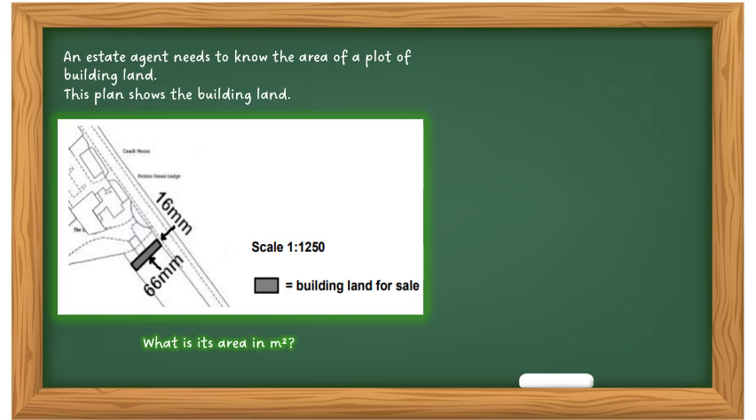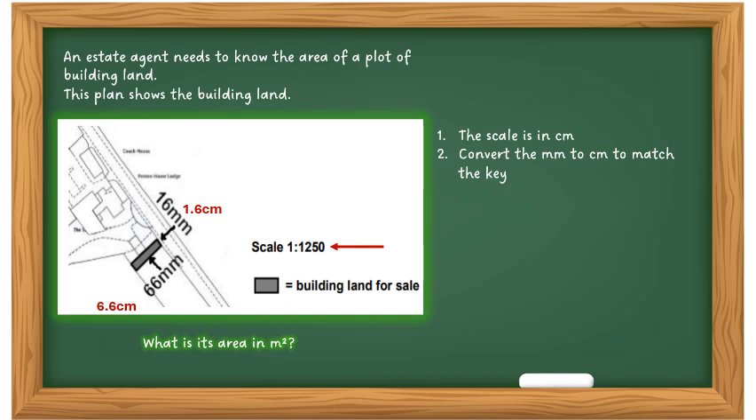The first thing you have to do is notice this scale is in centimeters because it doesn't give you the denomination. So you have to take these millimeters and convert them to centimeters to match the key. If you remember your converting metrics session, you use a little table to convert millimeters to centimeters by dividing by 10. So 16 millimeters is the same as 1.6 centimeters, and 66 millimeters is the same as 6.6 centimeters. Then you multiply both by the key value.